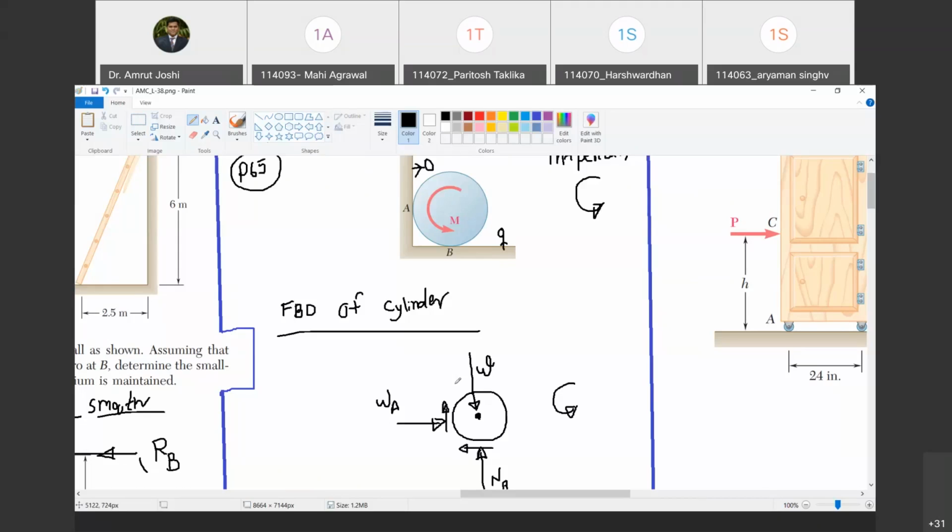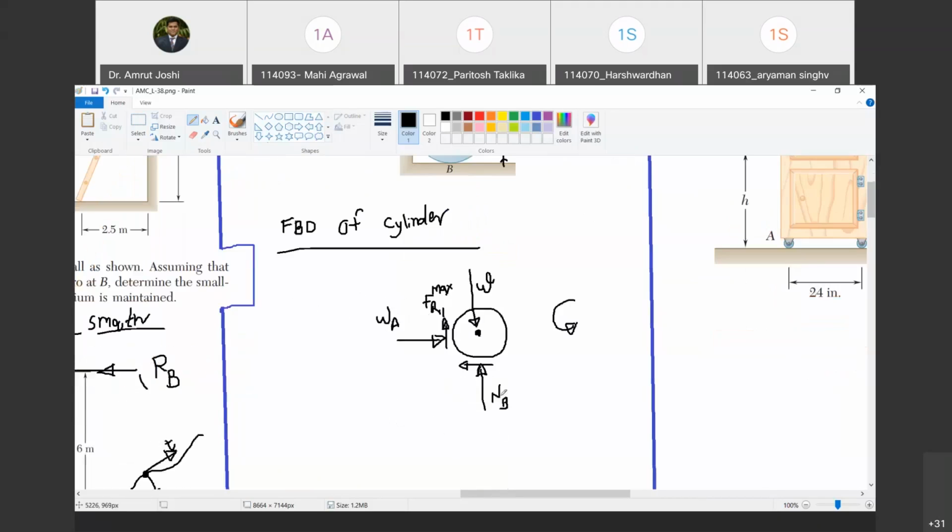So therefore, these frictional resistances, I am going to call them Fr max 1 and Fr max 2. Do you agree with me? Yes, sir. Fr max 2. And now, what should we do now?